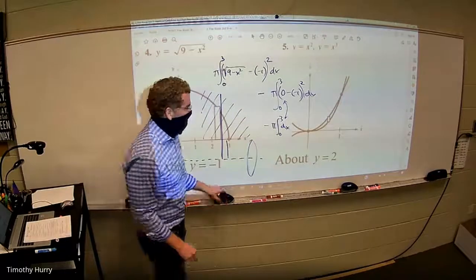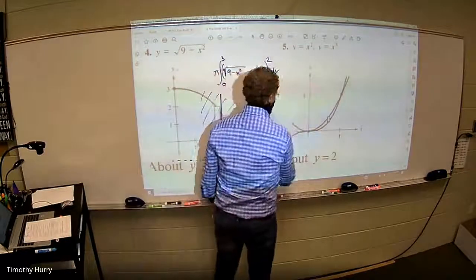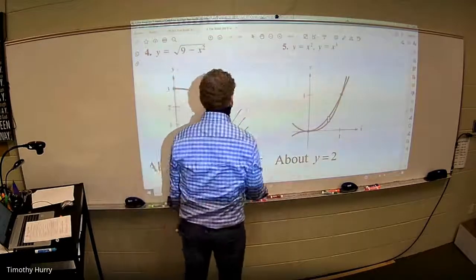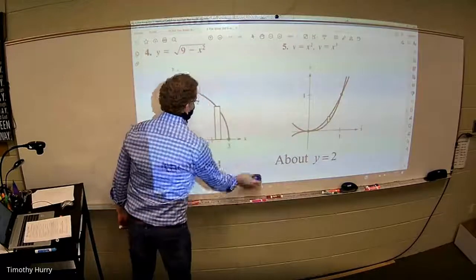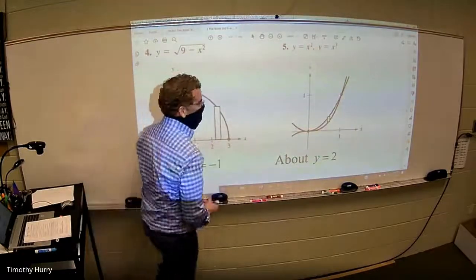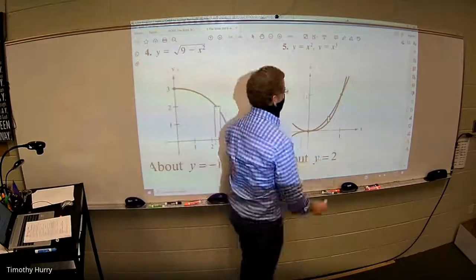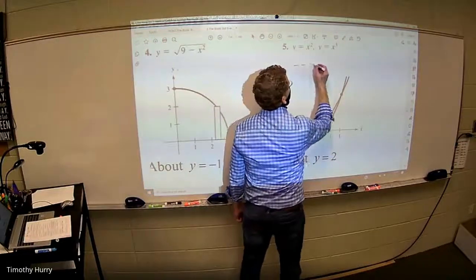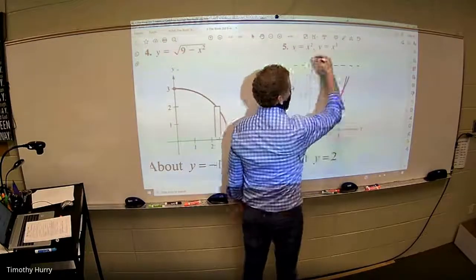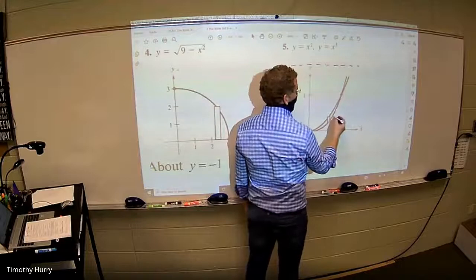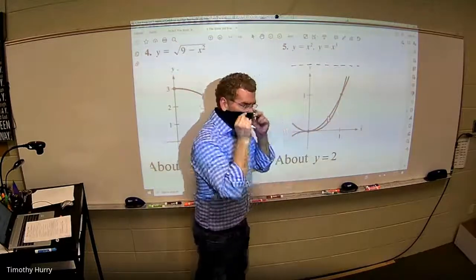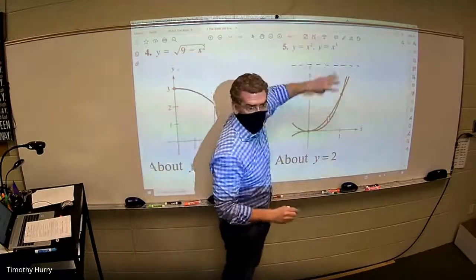People miss number 5 all the time. We're going to make this a non-calculator problem, and you're going to work it all the way out. So you're rotating about what? Y equals 2, which is maybe somewhere up here. As I spin this, the first thing I want to find is what? I'm spinning it around this.